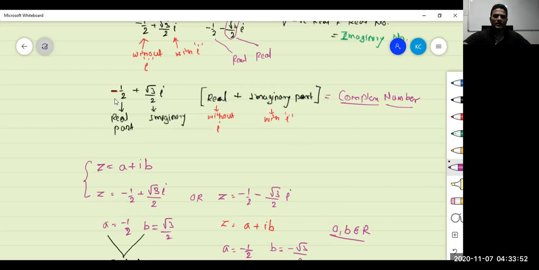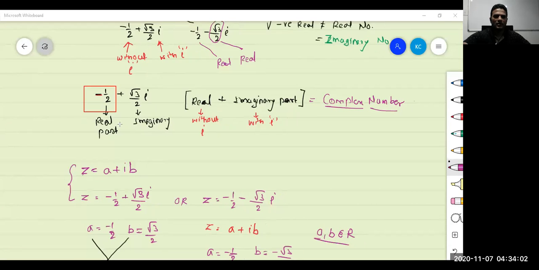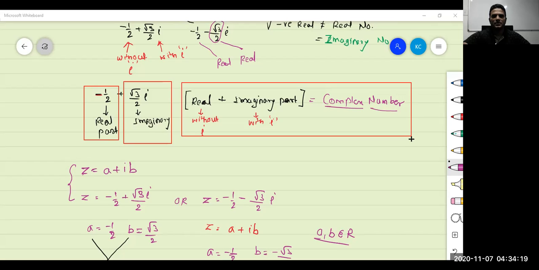In the number, a simple format has come. One term is without I, which is called the real part. One term is √3/2 which is with the I. Without I, with I. So real plus imaginary is called the complex number.